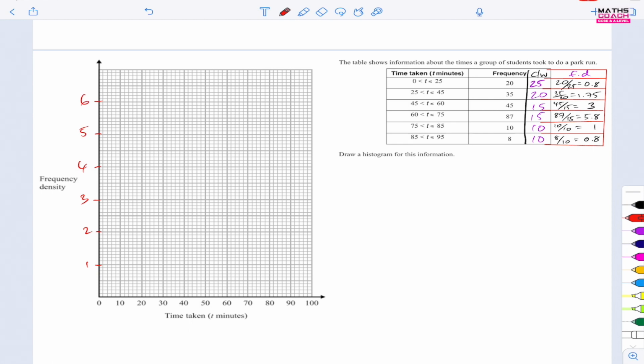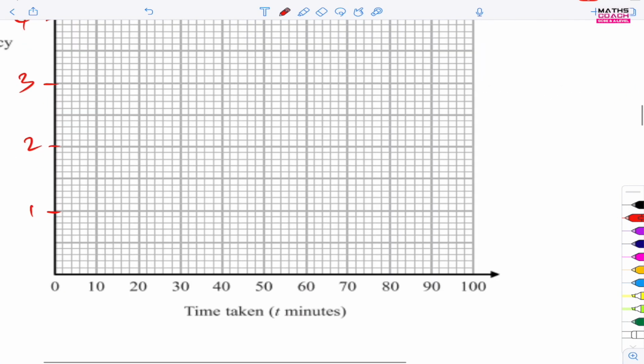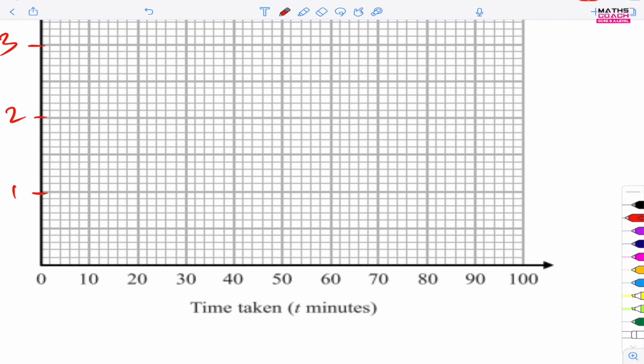Right, so just like before, we need to represent 0.8 for the first one on our frequency density. We need to figure out how we're going to get there, and we know that it goes from 0 to 25. So from 0 to 25, which is halfway here. Okay, so let's mark the halfway point first, so you can actually see it. So 20 halfway is right there.